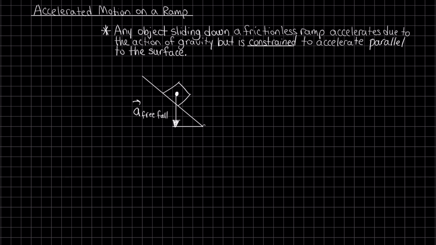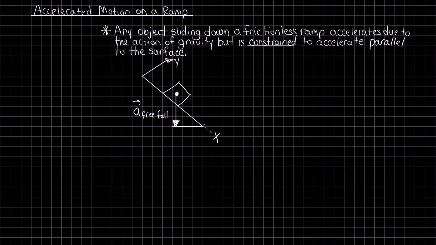What I'm also going to do is set up my coordinate axes to be aligned with the ramp. What that means is that here, in the same direction of the ramp, is going to be my x-axis. Perpendicular to it will be my y-axis. This is going to make it easier for me to solve problems.